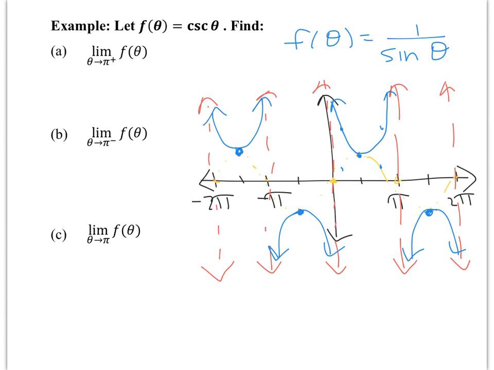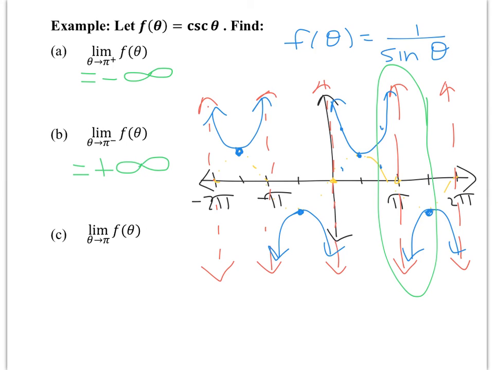So here we can see, when we're looking at pi, as I'm going from the right, this is going to negative infinity. As I go from the left, it's going to positive infinity, which tells me that the limit for cosecant as theta approaches pi does not exist.